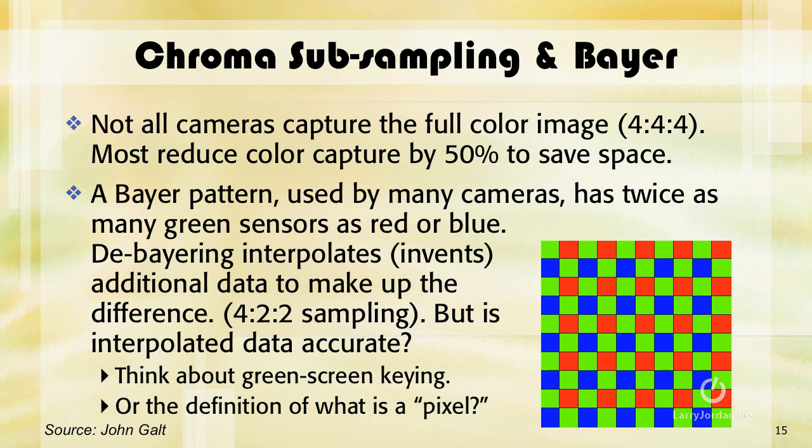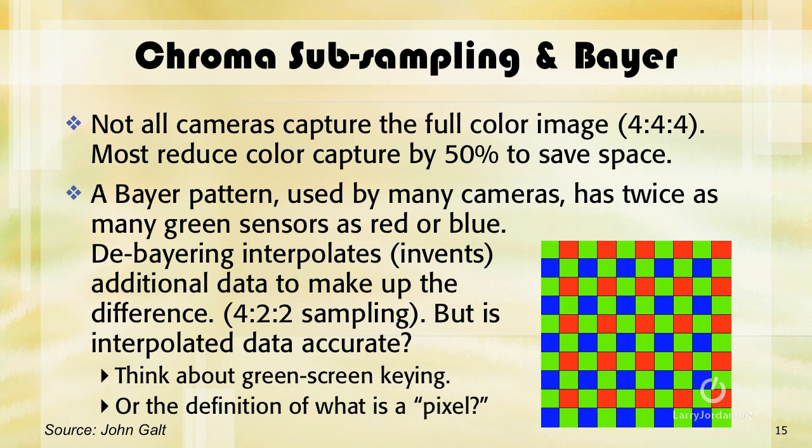A Bayer pattern, which is used by many cameras, has twice as many green sensor sites as red or blue. What debayering does is it doesn't remove the green, it invents, through a process called interpolation, additional data to make up for the missing red and blue pixels. It converts 4 greens, 2 blues, and 2 reds to 4:4:4. But this additional data is actually just invented. You're not actually putting detail there. It's just filling in what it guesses to be the gaps.